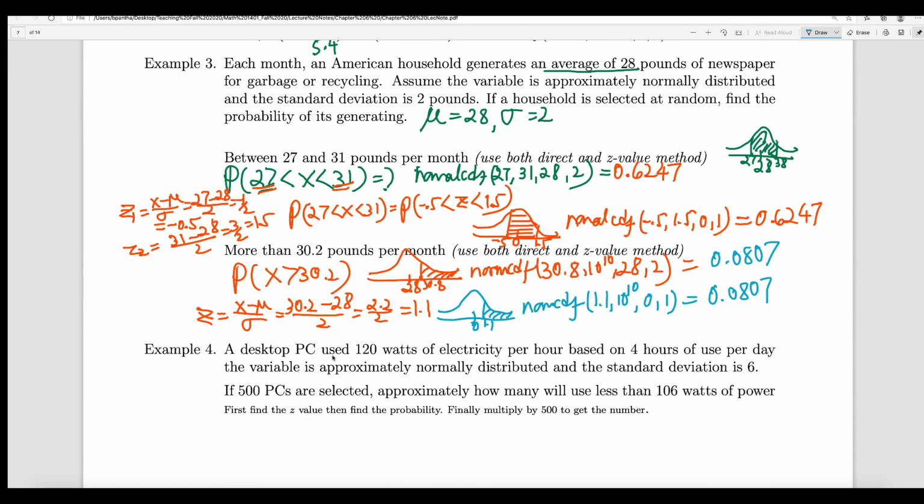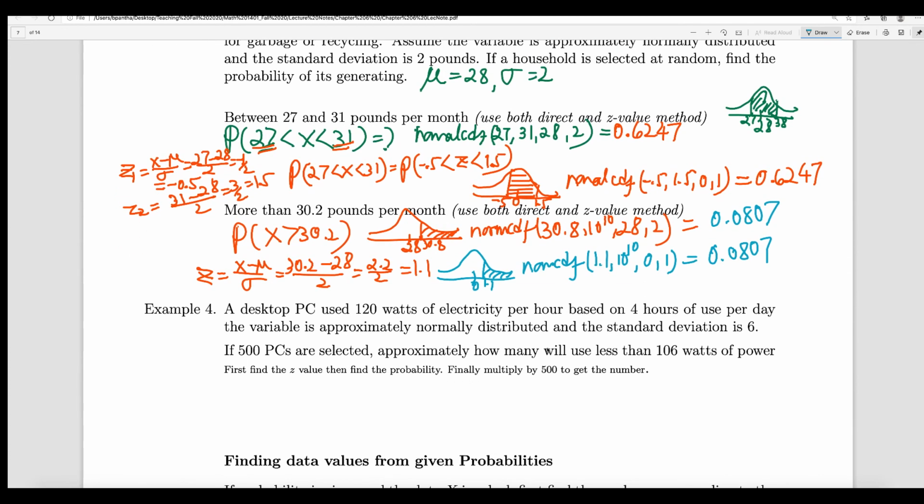So a desktop PC used 120 watts of electricity per hour based on 4 hours of use per day, that's another example. The variable is approximately normally distributed and the standard deviation is 6. What is the mean? That is the mean, so mu equals 120. Sigma is given as 6. If 500 PCs are selected, approximately how many will use less than 106 watts of power?